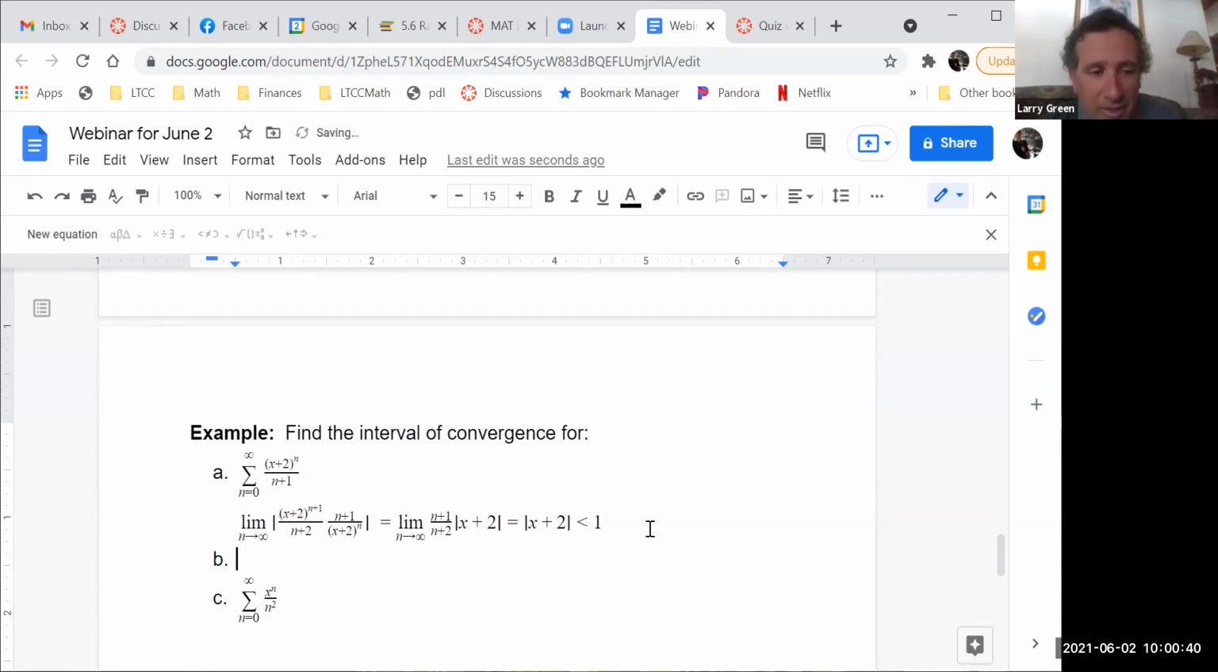And that needs to be less than one. So the radius of convergence is equal to one. The endpoints are, what are the endpoints? What values of x are going to give you one? So what values of x will give you one?